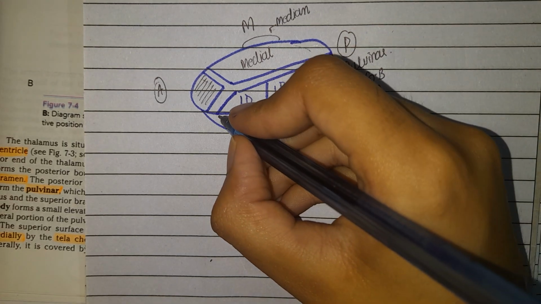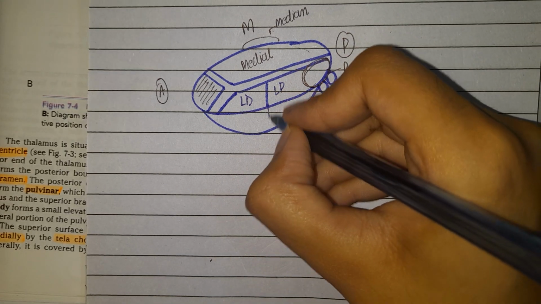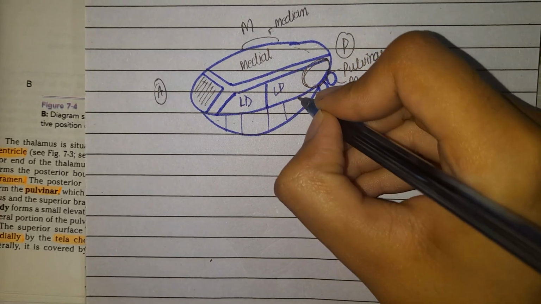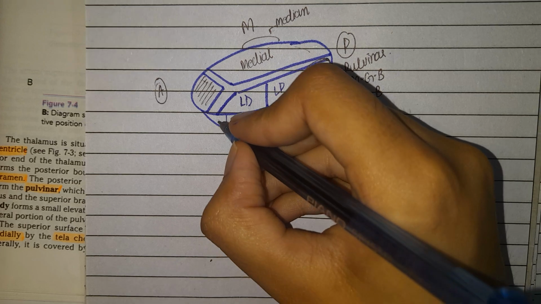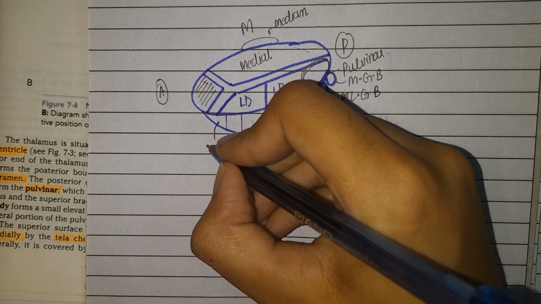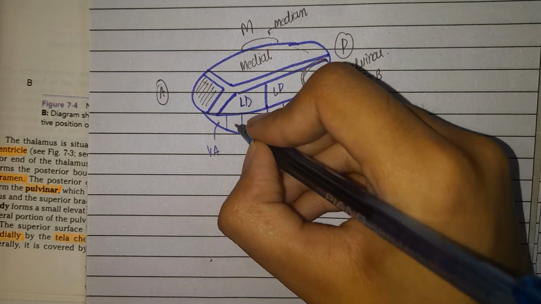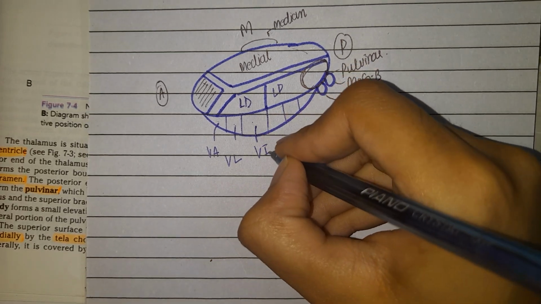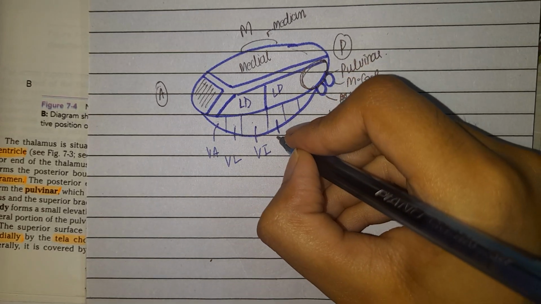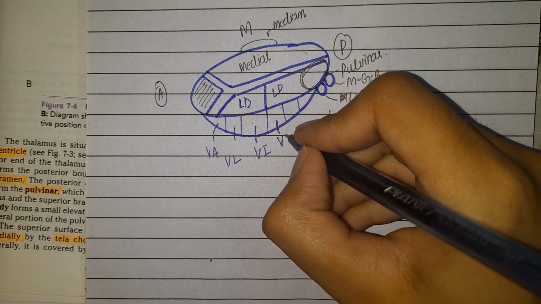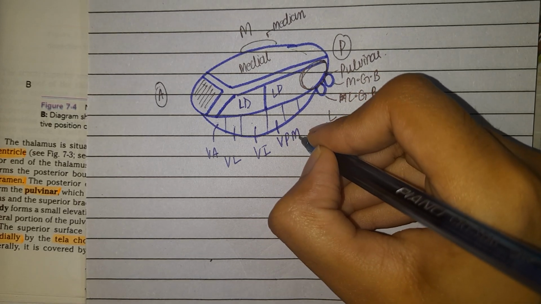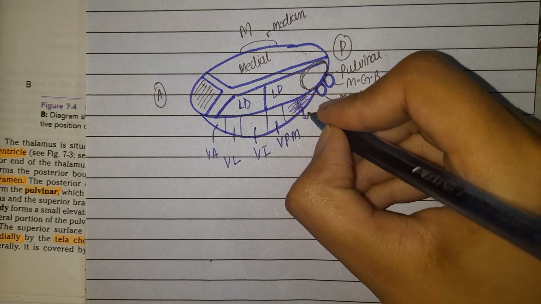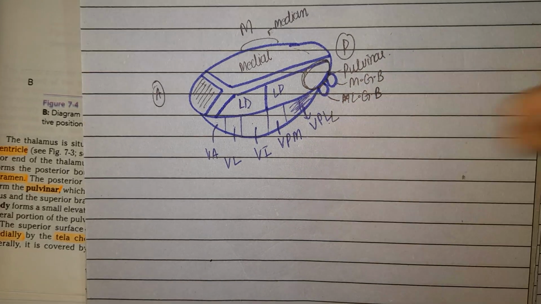Similarly, we are going to divide each of these regions into three regions, like 1, 2, 3. Similarly, 1, 2, 3. So this is going to be the ventro-anterior. This is going to be the ventrolateral. This is going to be the ventro-intermediate, then the ventroposteromedial, and we'll make this as one, that is going to be the ventroposterolateral.